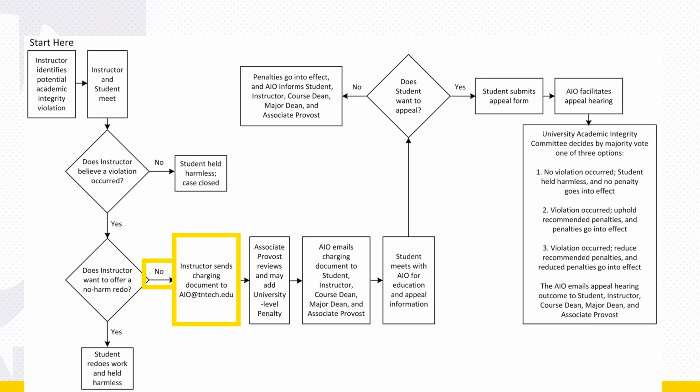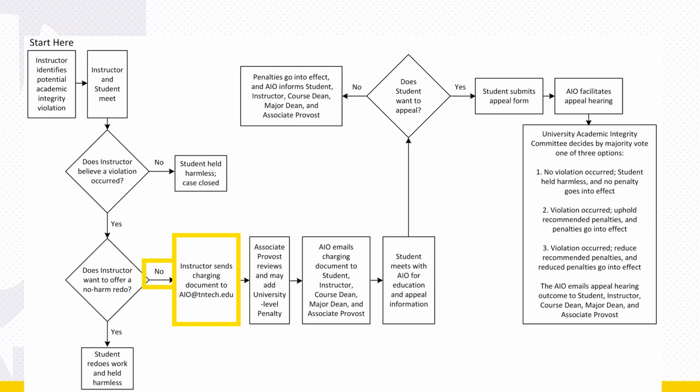If you decide not to offer a no-harm redo, then you must fill out the charging document. This reports the violation to the university. On the charging document, you recommend a class-level penalty. The typical penalty is a 0 on the assignment or test related to the violation, but you can recommend another penalty.